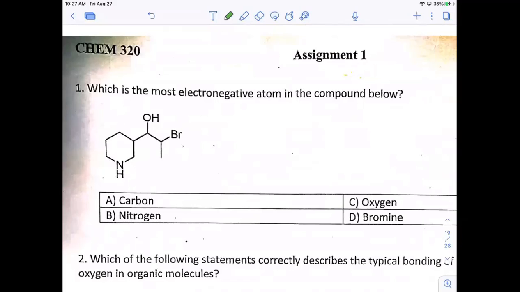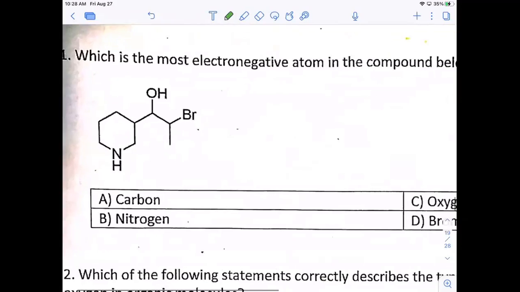All right, so let's go right here. Somebody whip out the trusty periodic table. Tell me what the most electronegative atom is in this molecule. And why does electronegativity matter when we're talking about polarity? It affects the dipole.